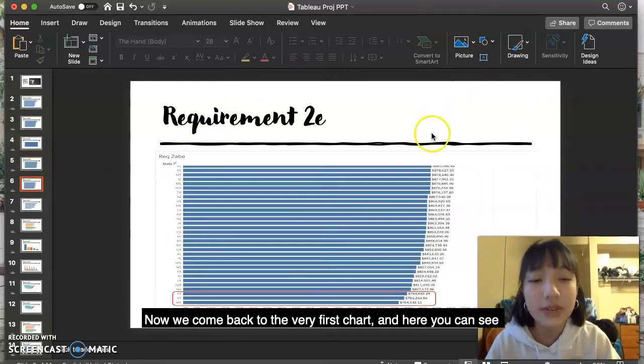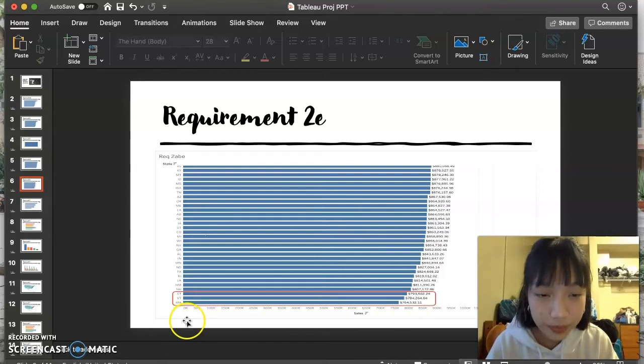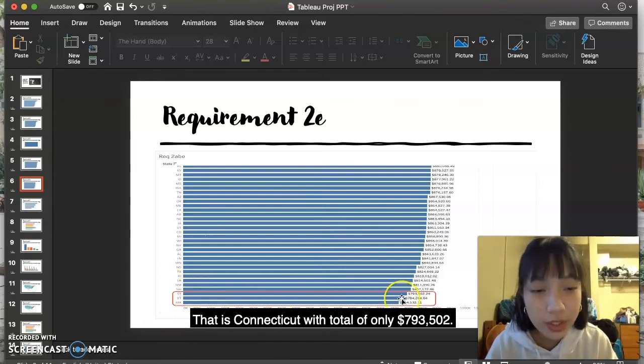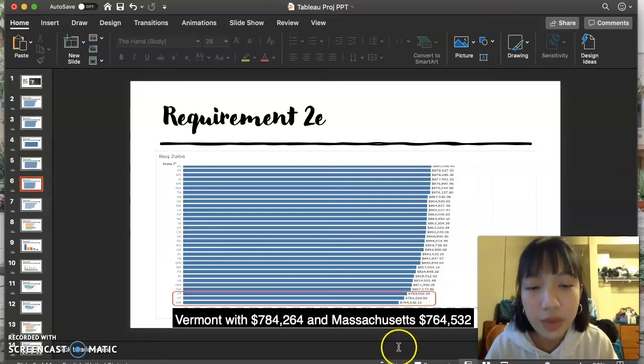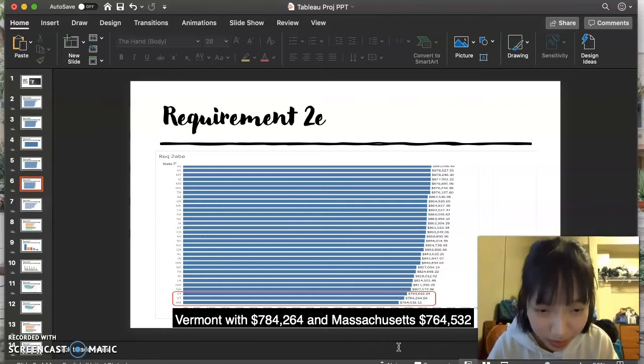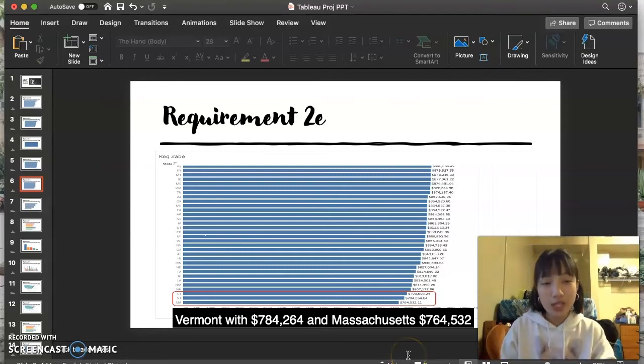Now we come back to the very first chart, and here you can see at the bottom are the 3 states that did not meet the 800,000 minimum sales level. That is Connecticut with a total of only $793,502, Vermont with $784,264, and Massachusetts with $764,532.